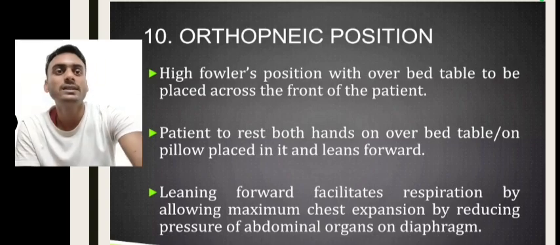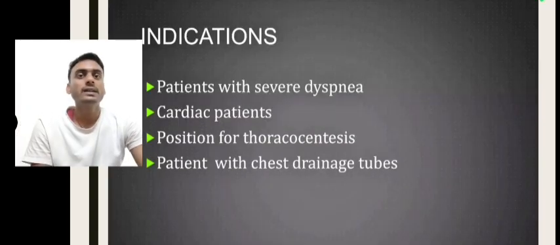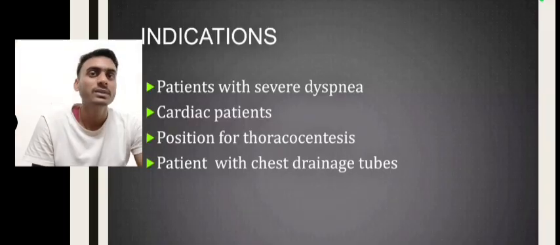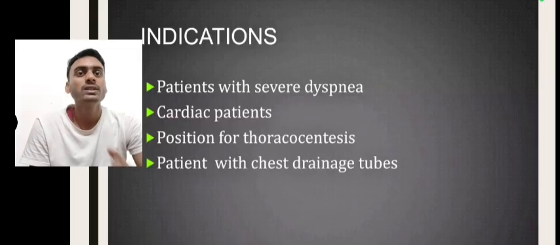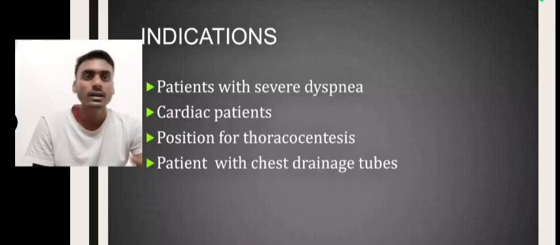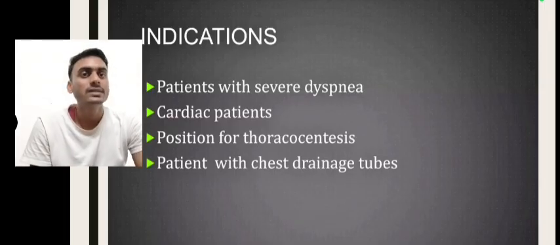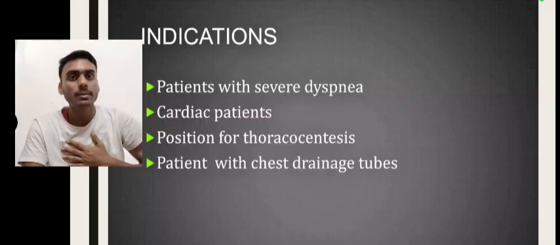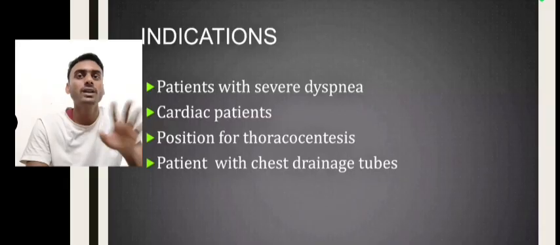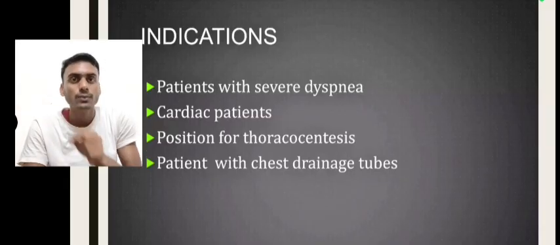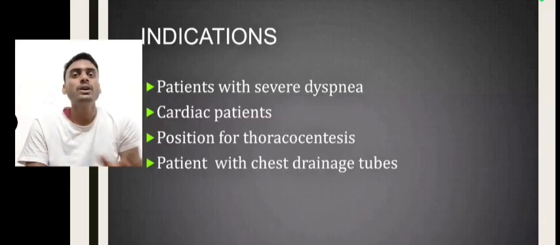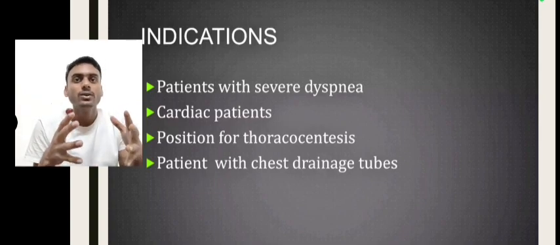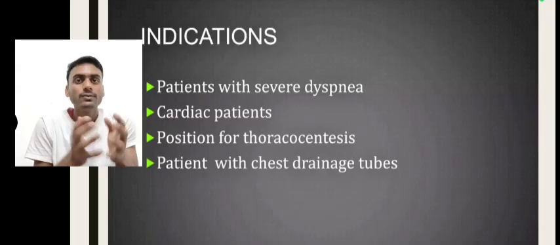So you just read. Indication: patient with severe dyspnea, meaning difficulty in breathing, like asthma, pneumonia, TB case, or a cardiac patient, or position for thoracentesis, I will explain, or patient with chest drainage tube. Thoracentesis means if the patient has fluid accumulation inside the pleural cavity of the lungs, because of the fluid accumulation the lungs are not able to expand. So it can be difficult for breathing.